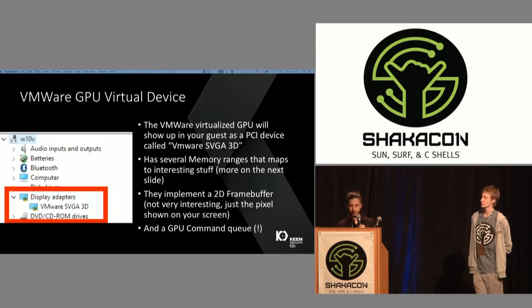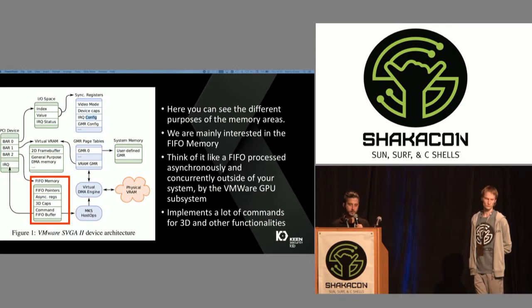What about this memory range? There are two memory ranges. The first one is for the frame buffer, so just for the two-dimensional content. So it's not very interesting. You just draw your pixels in there. And the second one is a first in, first out memory queue.